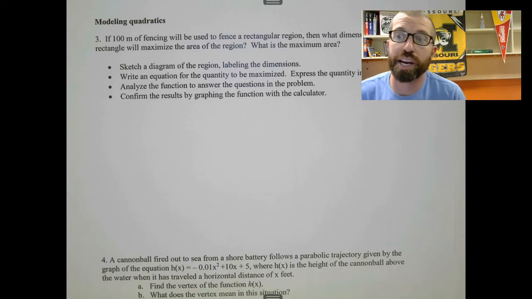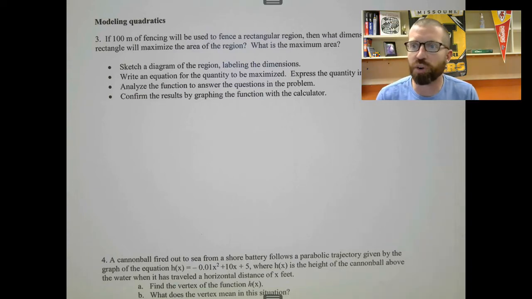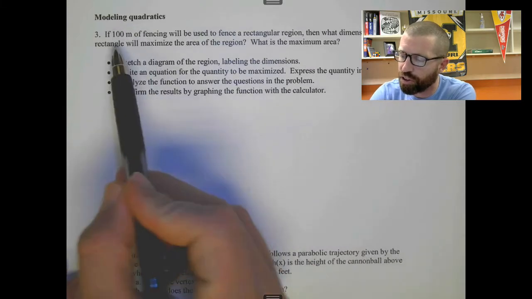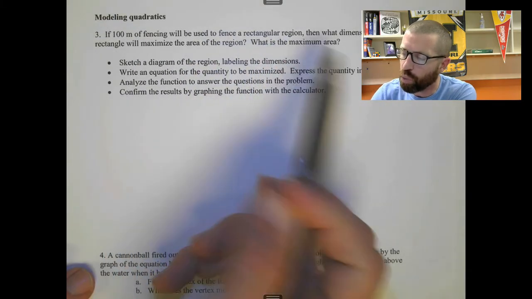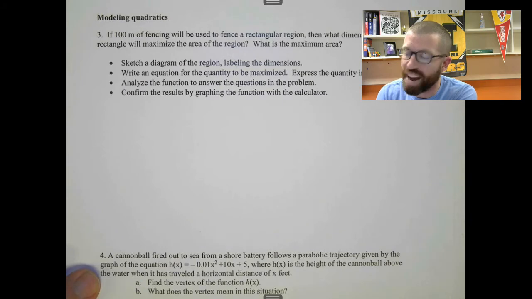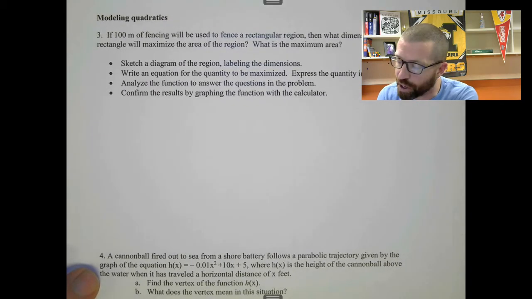Hello, in this video we're going to look at a couple problems with modeling quadratics. So the first one says, if 100 meters of fencing will be used to fence a rectangular region, then what dimensions for the rectangle will maximize the area of the region? And then also, what is the maximum area?